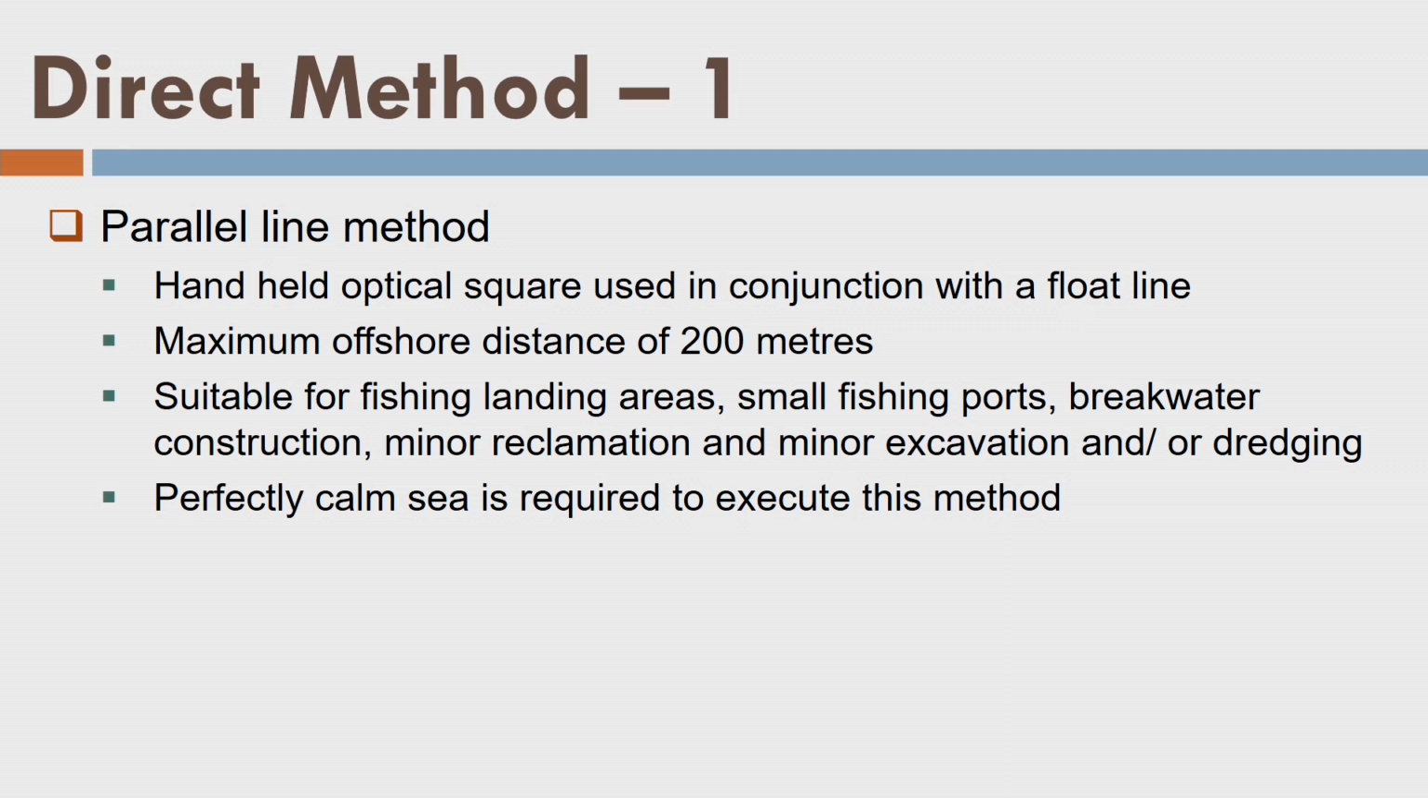So this method is very efficient under circumstances where there is no wind current and no velocity current or water current. Now you can see that a handheld optical square is used, and the maximum allowed distance is 200 meters. That means the length of the float line is 200 meters. That is the maximum length we permit in the parallel line method.